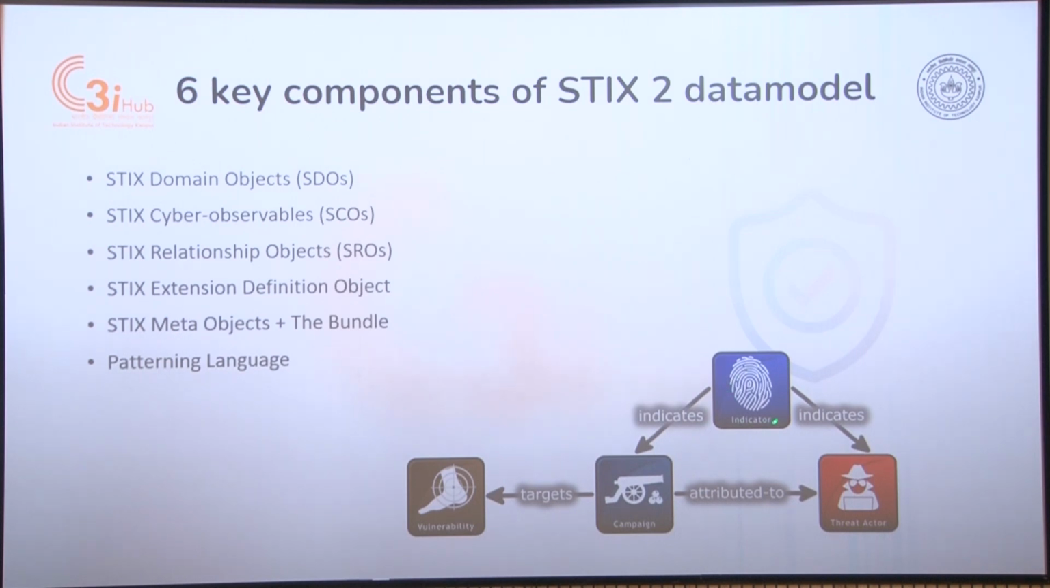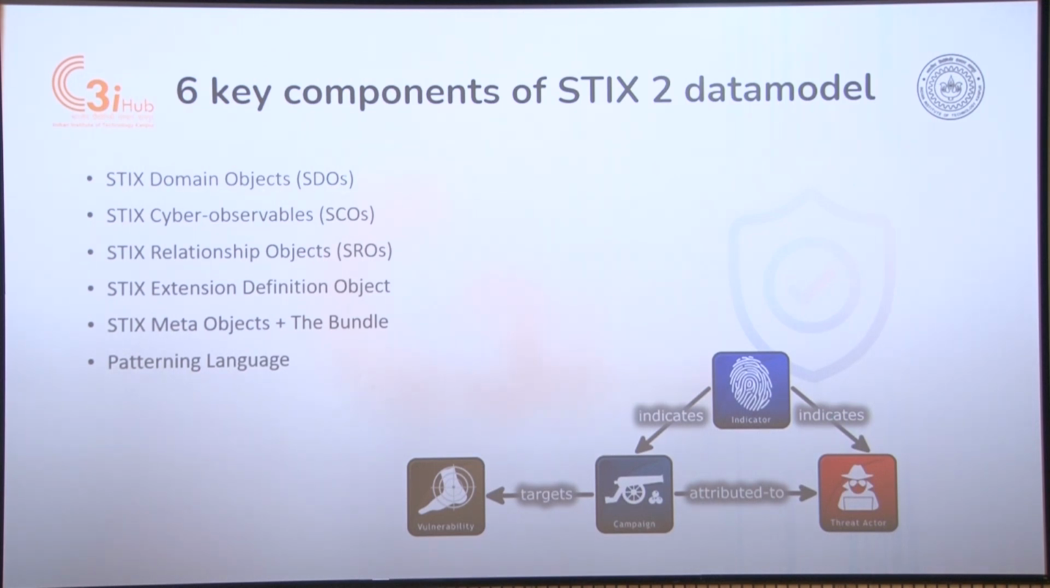So, there are various types of objects. For example, here you see you have an indicator object, a threat actor object, a campaign object, a vulnerability object and so on. These are different types of objects, and each object can be described in a certain fashion with certain attributes. Now, the first component of the STIX model is called STIX domain objects.